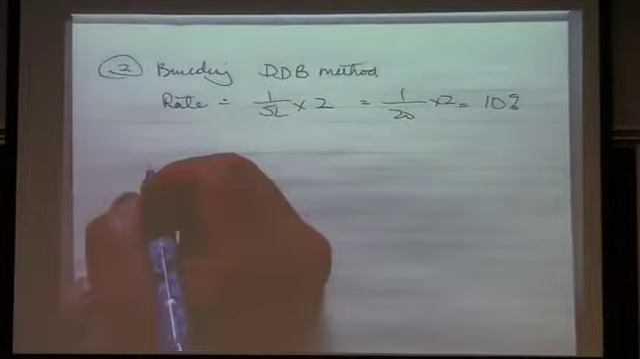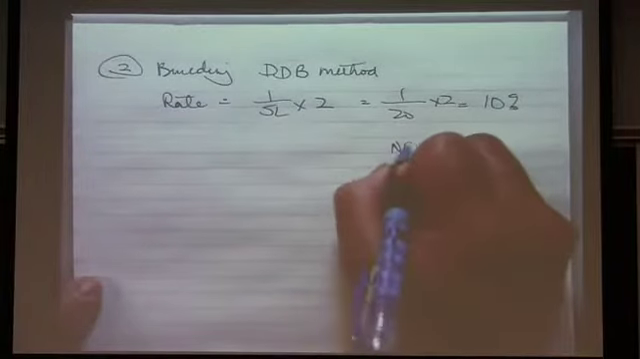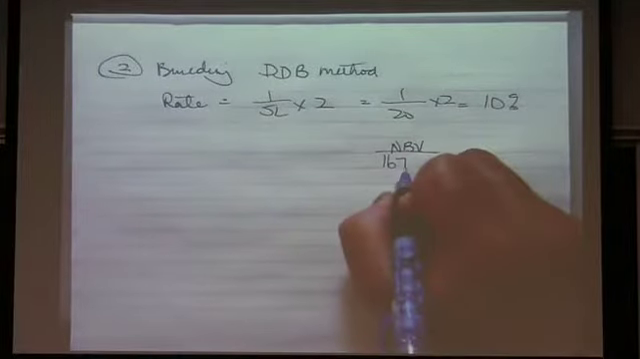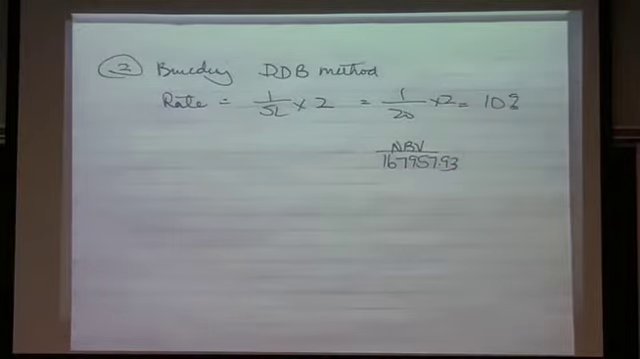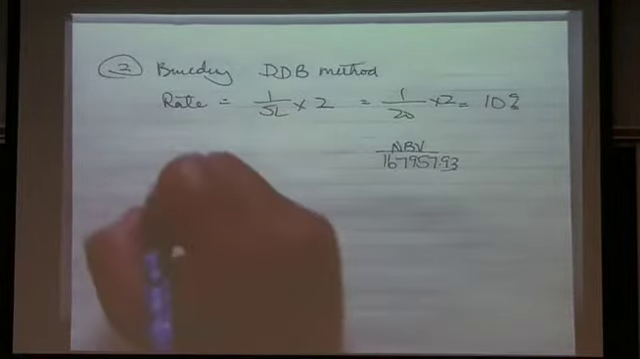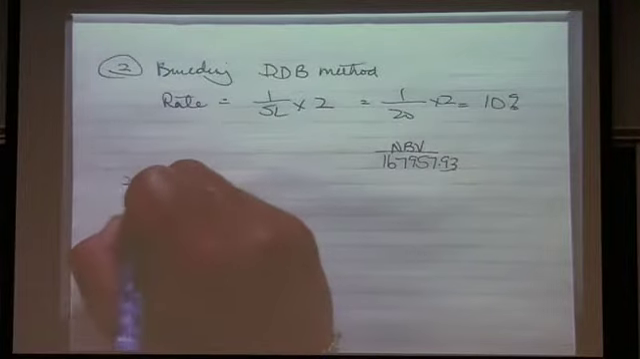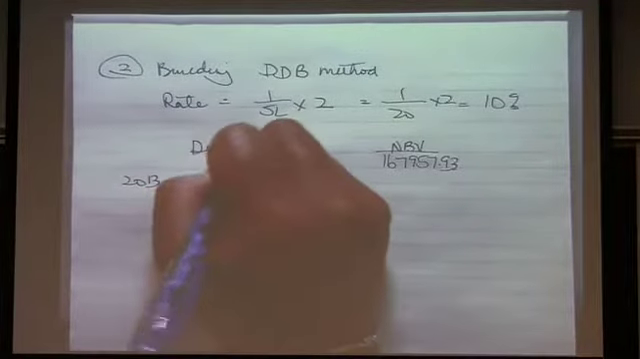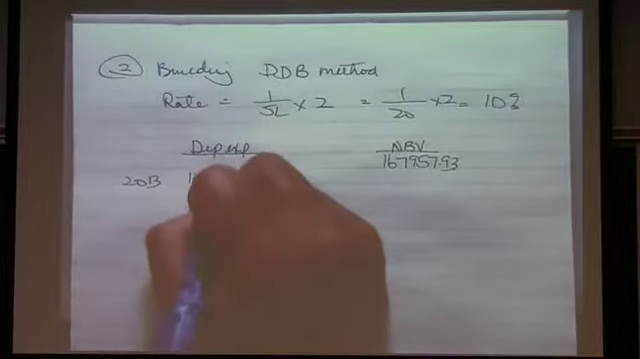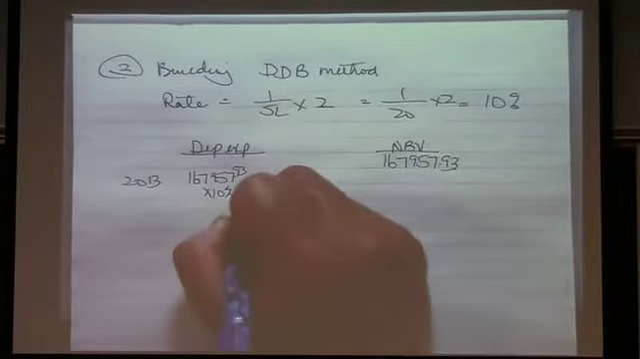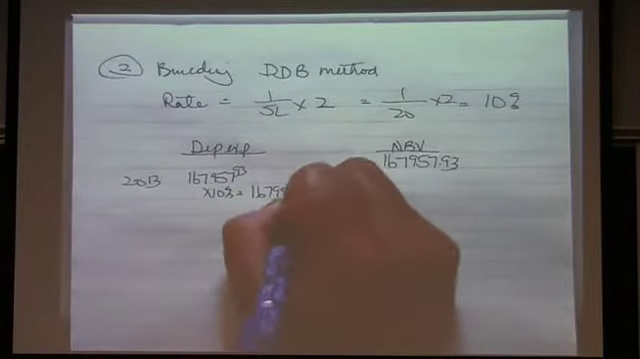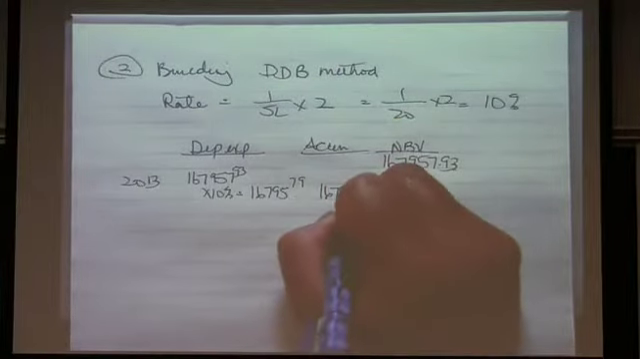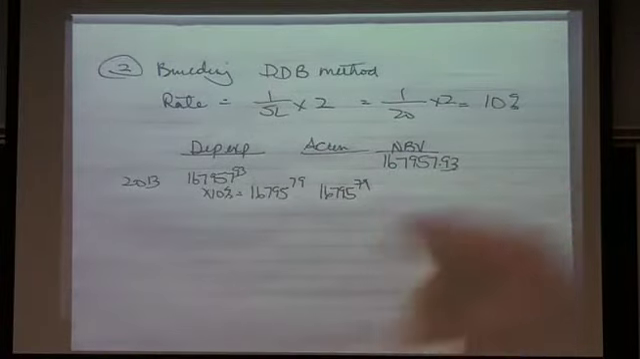Okay, so for the building, our net book value of the building at time 0, we know that the building was $167,957.93. So for 2013, remember we bought it on January 1st, so we have a 12-month period. The depreciation expense is $167,957.93 times 10%. Gives us $16,795.79. The cumulative is the same. Net book value will be less.